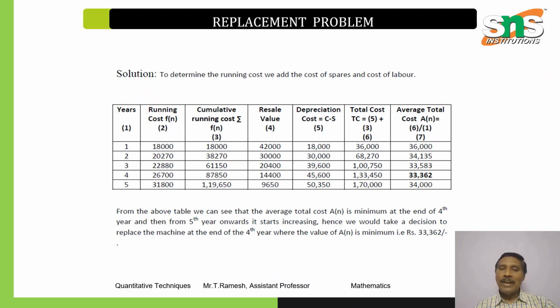So what's the total cost? We add the third column and the fifth column. The third column is the cumulative value and the fifth column value is depreciation cost. Add these two, we get 36,000 and so on.